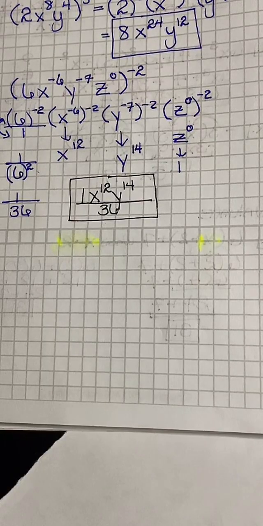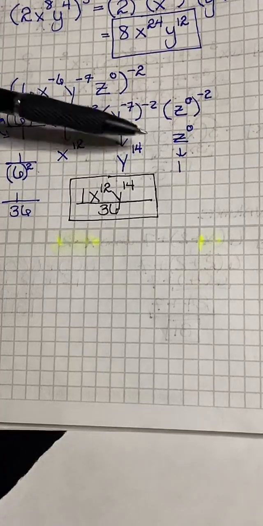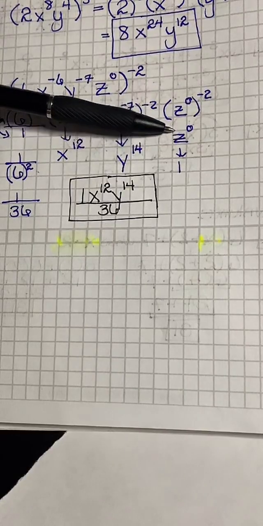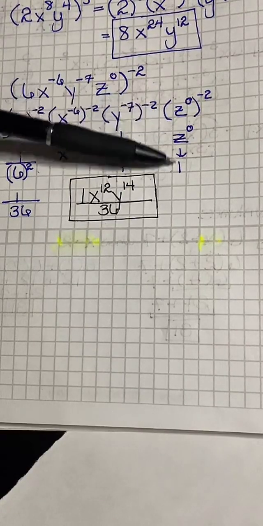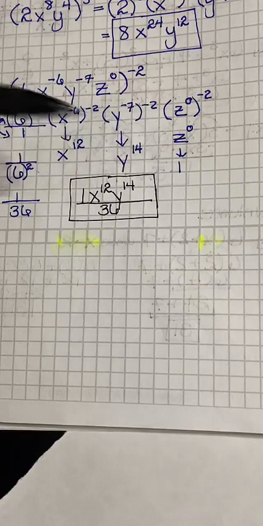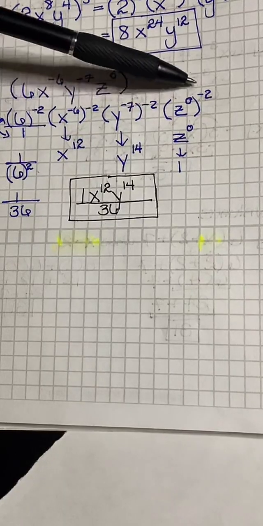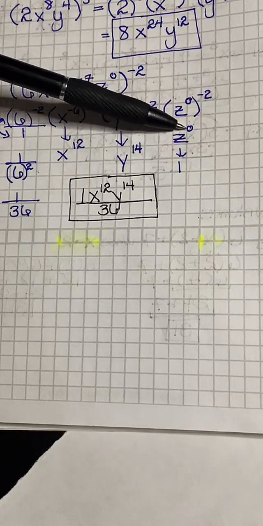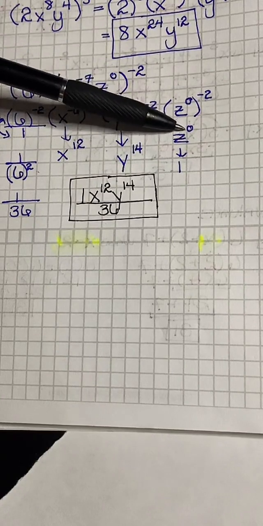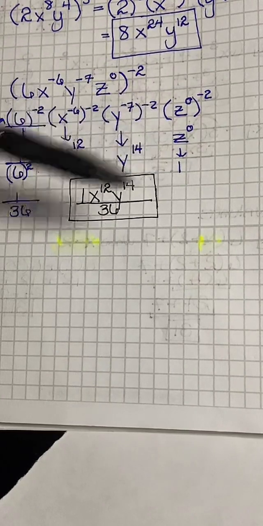Yes, you can do multiple flipping. Yes, you can. What happened to the z? Well, anytime you have an exponent of 0, that equals 1. So since we did 0 times -2, that gives me 0. So anything with the 0 power automatically equals 1.